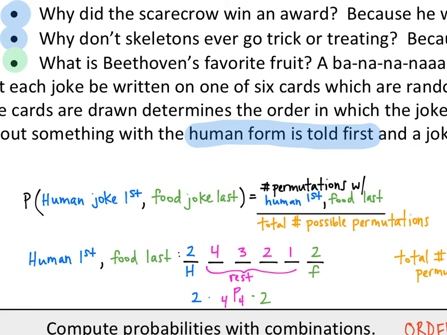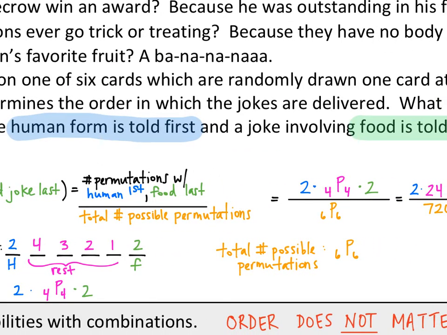All right. Now let's talk about the total number of possible permutations. Okay, so let's think about it. I have 6 jokes that need to fill 6 spots. So the number of total possible permutations is going to be 6P6. Okay, so the number of permutations with human first and food last is this 2 times our permutation of 4P4 times 2. And we put that all over the total number of possible permutations.